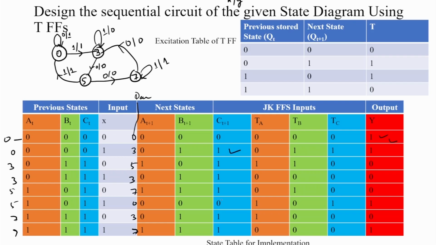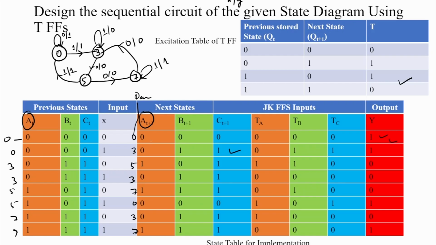Similarly, we convert this state diagram into the form of a state table, and after that the objective is to design a clocked sequential circuit diagram by using a T flip flop. We use the excitation table of the T flip flop, and determine the input values of TA, TB and TC. The value of TA is based on the values of AT and AT plus 1, that is why both are in the same color.